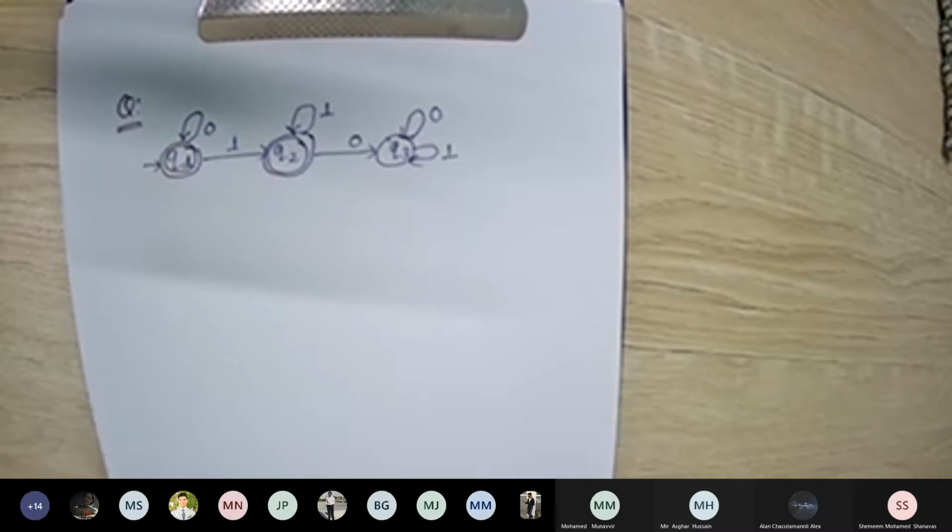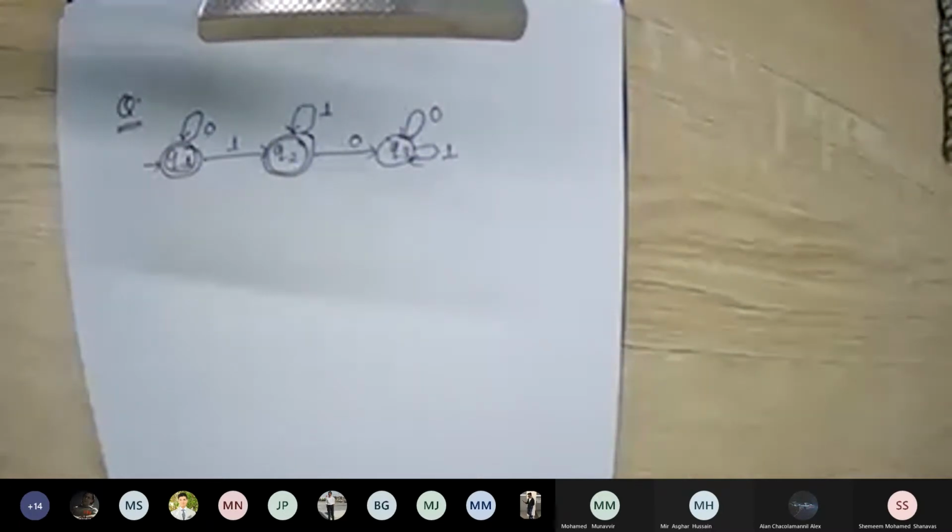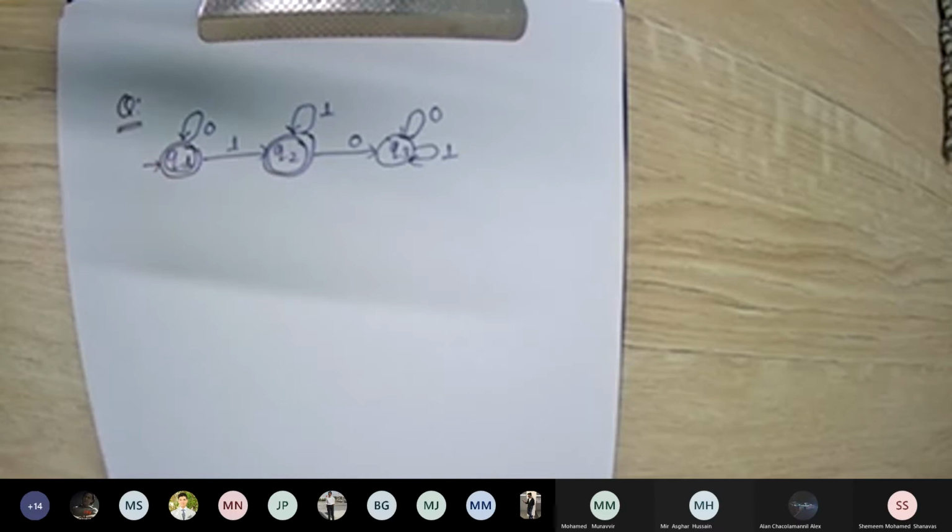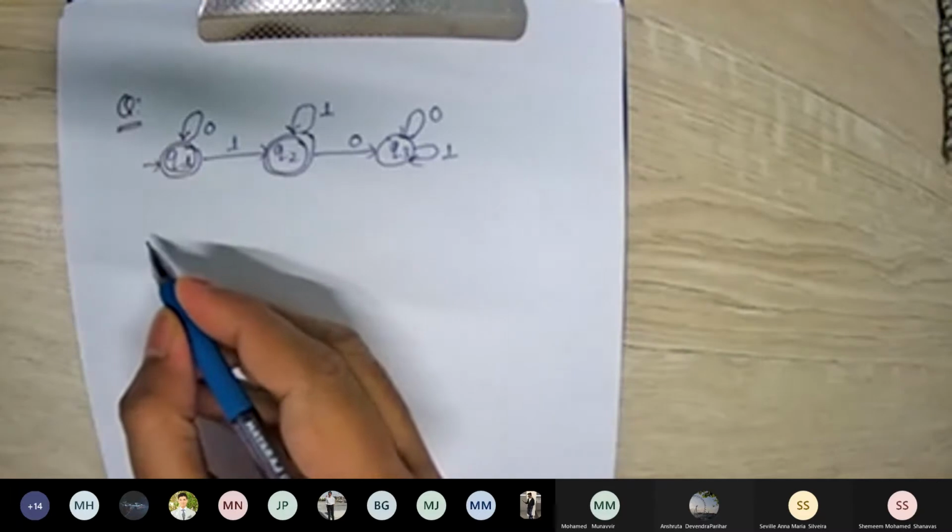You will be checking which are the incoming arrows and which are the outgoing arrows on your DFA. So here, how many initial states are there? One, that is Q1. And how many final states are there? Two, that is Q1 and Q2. So you will start with Q1 and make the equation.